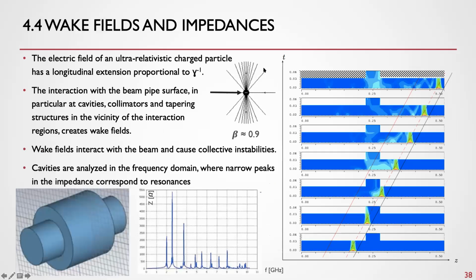Wake fields, in German Kielwelle. Think of a charged particle moving with ultra-relativistic speed. You know that the field lines are collimated perpendicular to the direction of the movement. That's depicted here with this sketch. The longitudinal extension is, to good accuracy, proportional to 1 over gamma, so it can be very narrow for these highly relativistic particles.